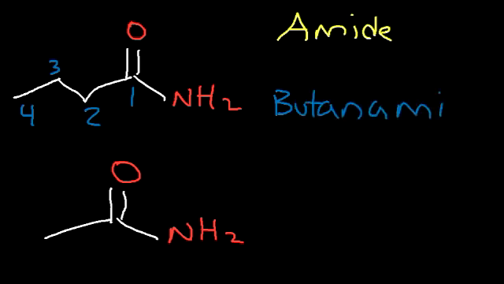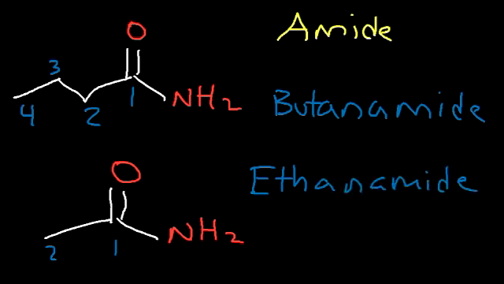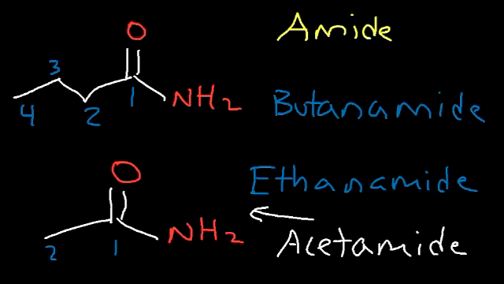Now, for the example below it, we have 2 carbons. So instead of saying ethane, it's going to be ethanamide. Now, this particular compound has a common name, and it's acetamide. Whenever you hear the word acetic or aceto, it represents 2 carbons, and typically there's a carbonyl group involved.